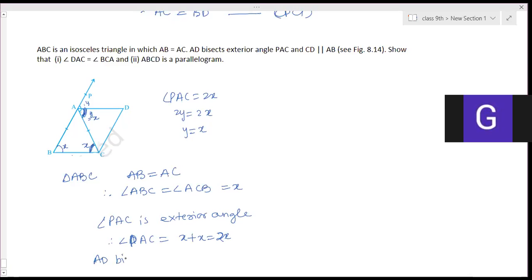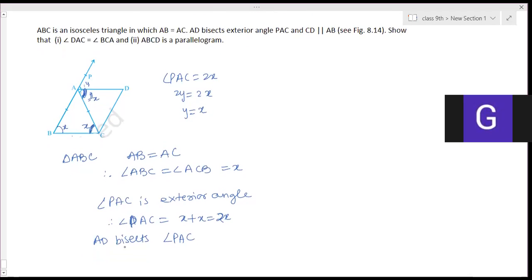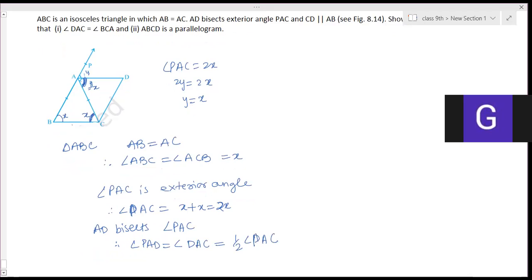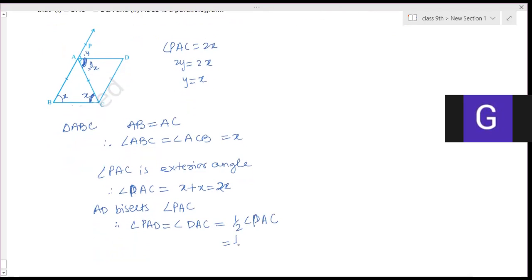AD bisects angle PAC. So therefore angle PAD is equal to angle BAC, which is equal to half of angle PAC. So this is equal to half into 2x. The 2 gets cancelled. This is x. So angle DAC is equal to x.